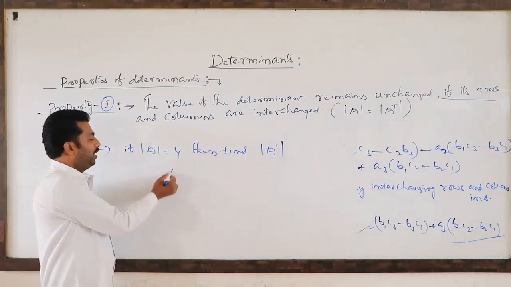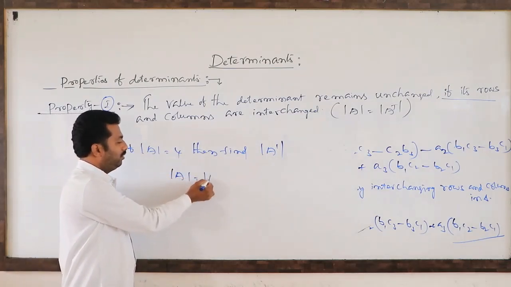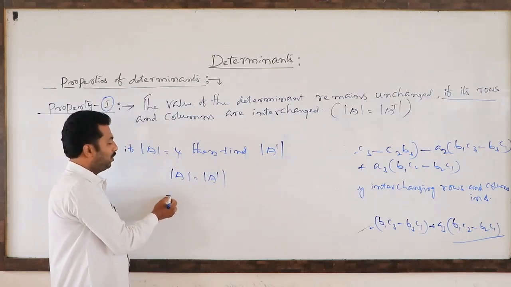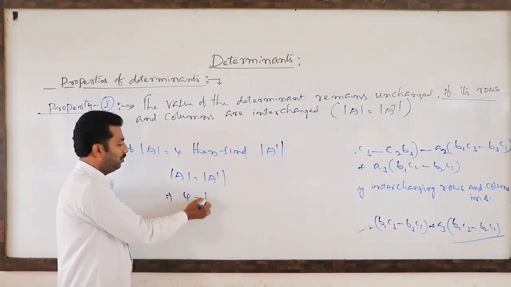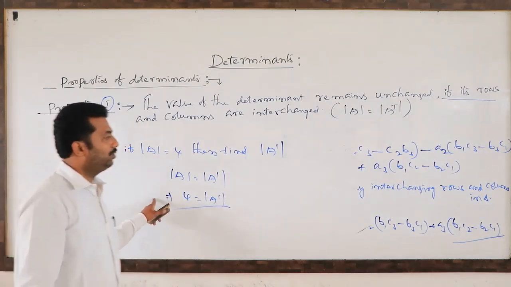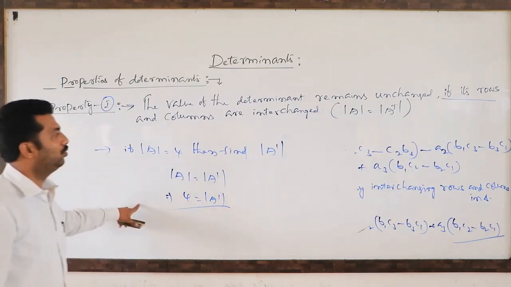What is the property here? The determinant of A and the determinant of A dash, or A transpose, are both the same. So what is the determinant of A? It is 4. The determinant of A dash is also 4. Like that you have to write the answer in a 2 marks question.